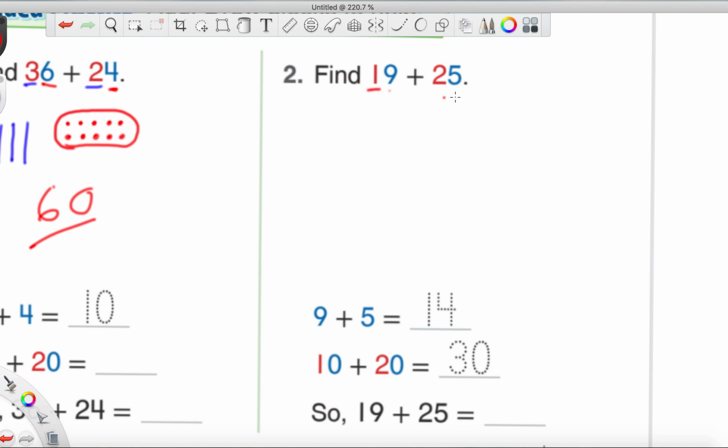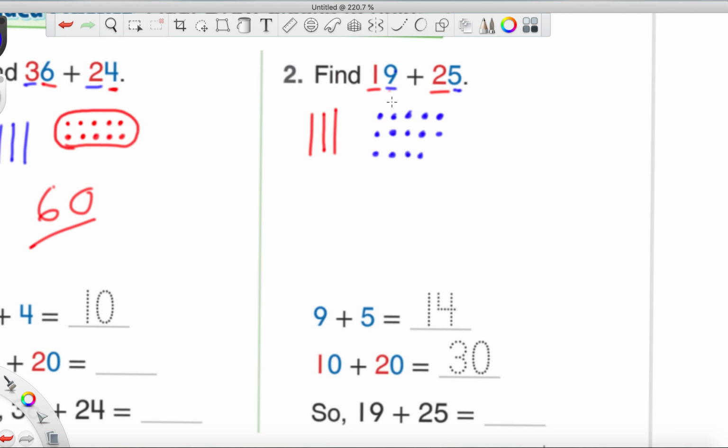So we're going to look at our tens first. So we have 1 10 here, so we draw a 10. We have 2 10s over here, so we draw 2 more. And now we can draw our ones. So first we have 9 ones. 1, 2, 3, 4, 5, 6, 7, 8, and 9. And then we have 5 more ones we need to draw. 1, 2, 3, 4, 5.